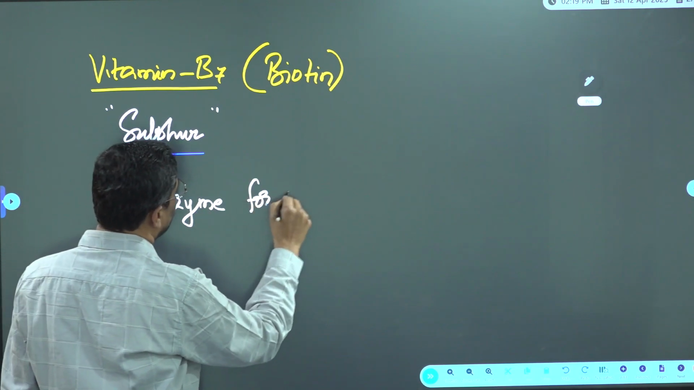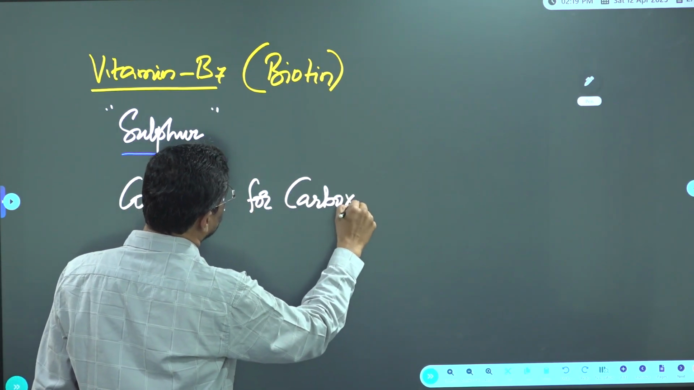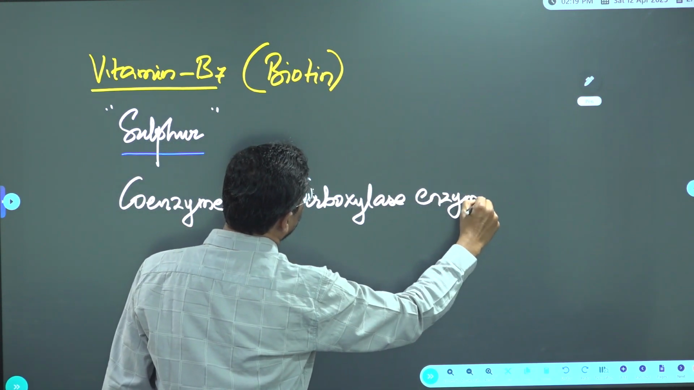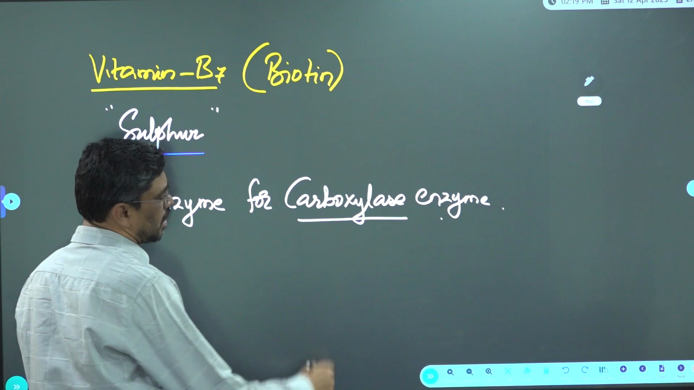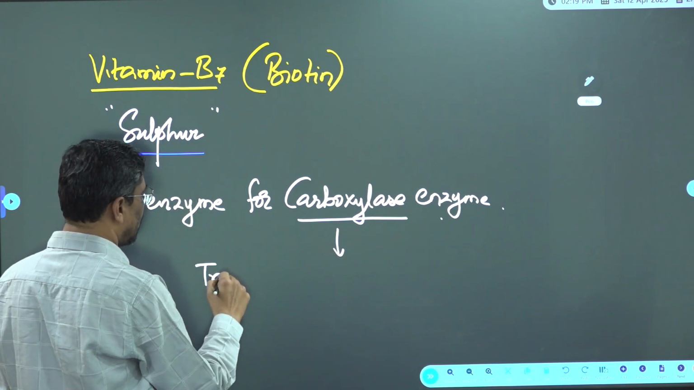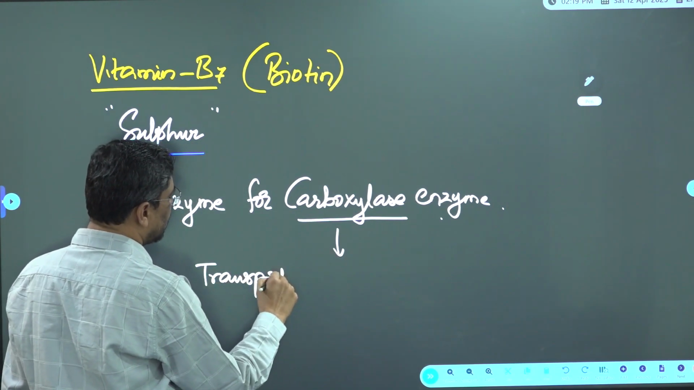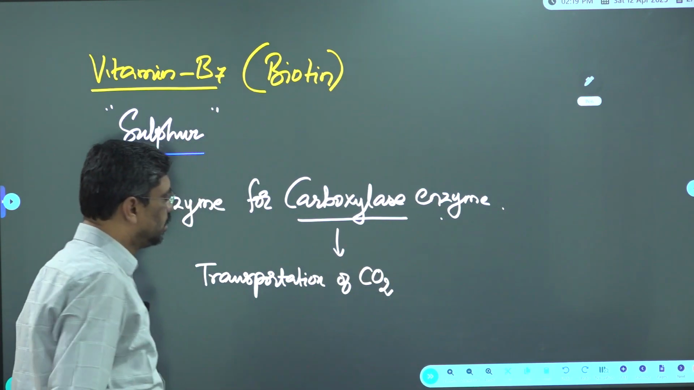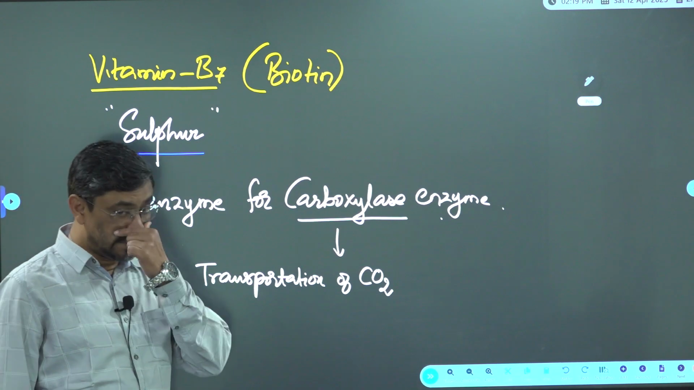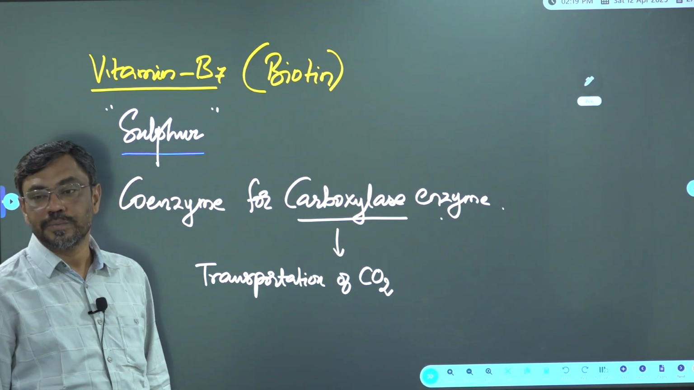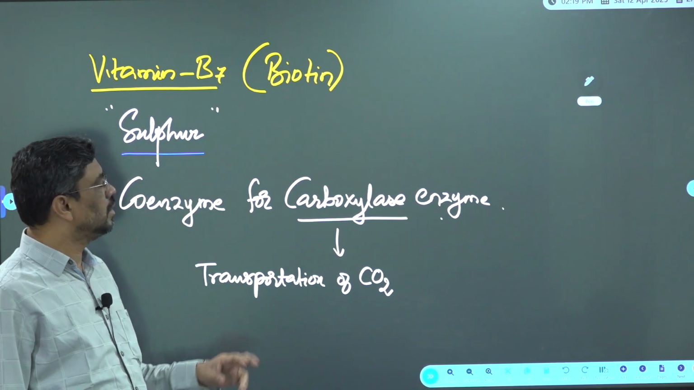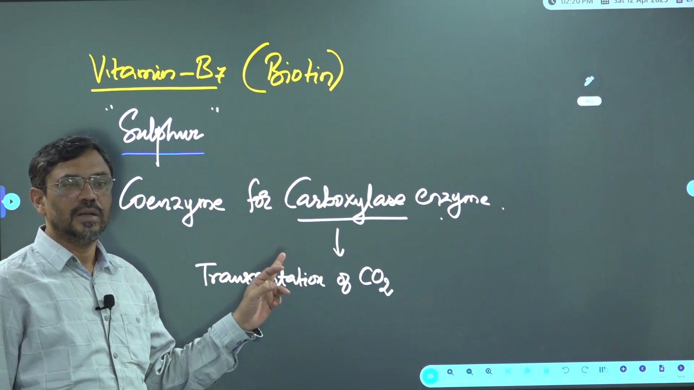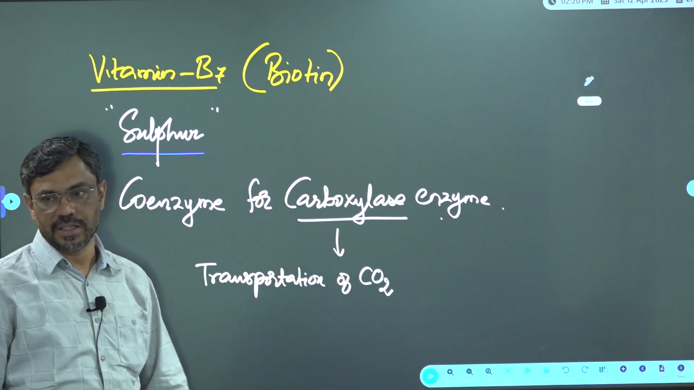It acts as coenzyme for carboxylase enzyme. So what is carboxylase enzyme? This carboxylase enzyme is required for transportation of carbon dioxide. Vitamin B7, it is called biotin. It is a sulfur containing vitamin. It acts as coenzyme for carboxylase enzyme, which is required for transportation of carbon dioxide.